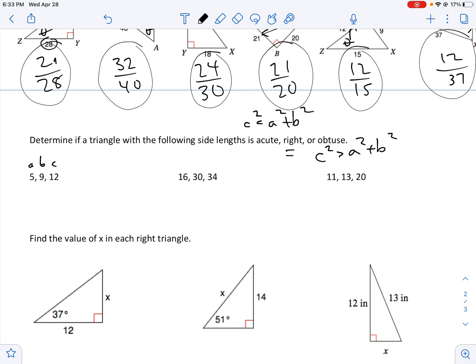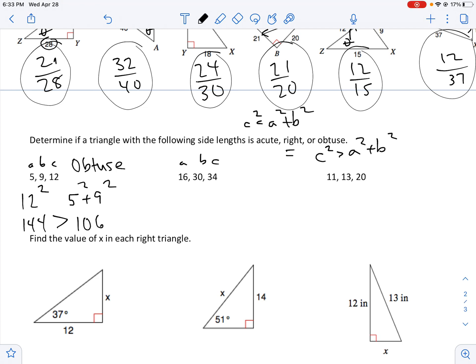All right, A, B, C. So 12 squared, 5 squared, and 9 squared. So let's see, 12 squared is 144. 5 squared plus 9 squared is 106. So this is bigger, so obtuse.